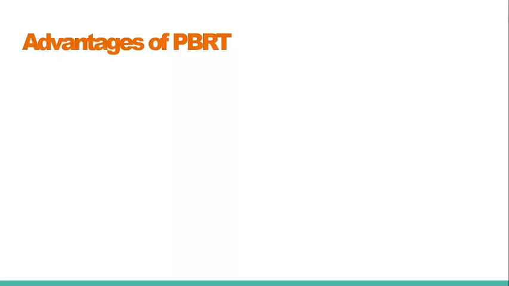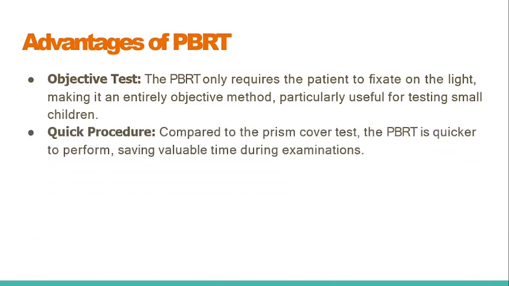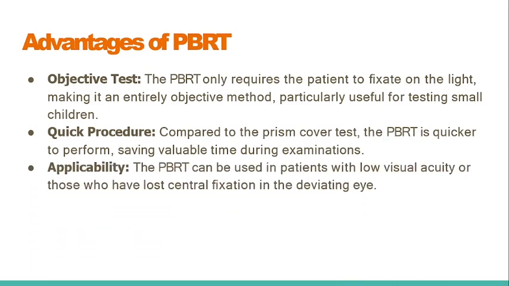Advantages of PBRT. Objective test. The PBRT only requires the patient to fixate on the light, making it an entirely objective method, particularly useful for testing small children. Quick procedure. Compared to the prism cover test, the PBRT is quicker to perform, saving valuable time during examinations. Applicability. The PBRT can be used in patients with low visual acuity or those who have lost central fixation in the deviating eye. Limitations.